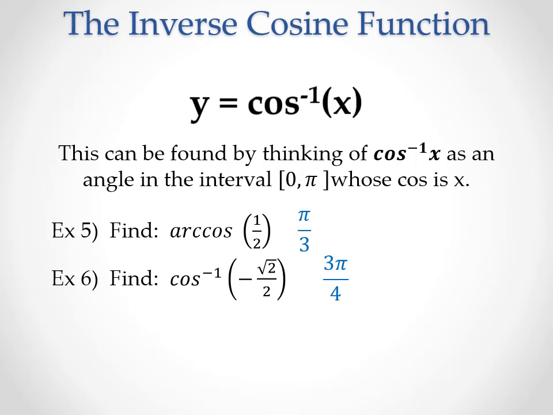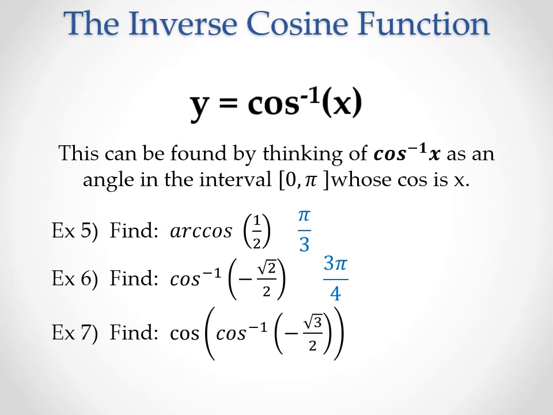We know we're in the second quadrant. We know we're going to have a 45 degree right triangle. And so that angle is 3 pi over 4. All right, let's do a composition now. So the cosine of the inverse cosine of negative square root of 3 over 2.